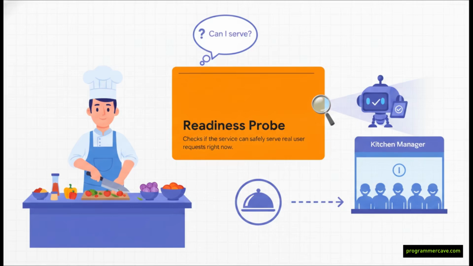Back in our kitchen, you might have a chef who is perfectly alive, breathing, chopping onions like a pro. But if they haven't finished prepping all their ingredients, they are nowhere near ready to actually plate a meal. If this readiness check fails, the platform safely steps in and temporarily removes that specific chef from the incoming traffic flow. No new orders for them. But here's the crucial part. It doesn't kill the process. It doesn't fire the chef.